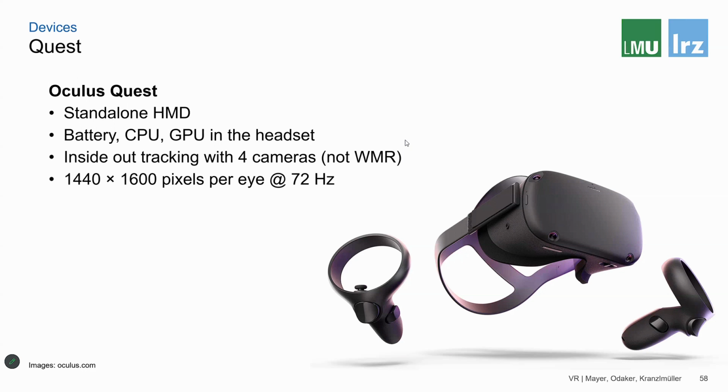So the battery, the CPU, the GPU, everything is inside the headset. It uses inside-out tracking with 4 cameras. You can actually see the 4 cameras in the picture on the right, 2 at the bottom, 2 at the top on the sides. And this is not the Windows Mixed Reality tracking. This is their own development. And the original Quest had a resolution of 1440 pixels by 1600 pixels, but it only had 72 hertz screens. So that's not that amazing. It was a bit low.